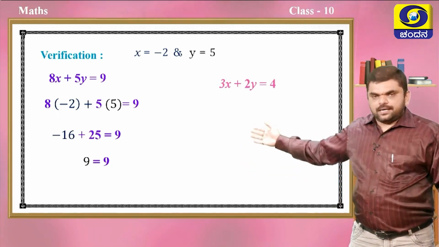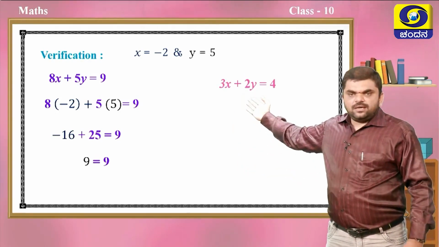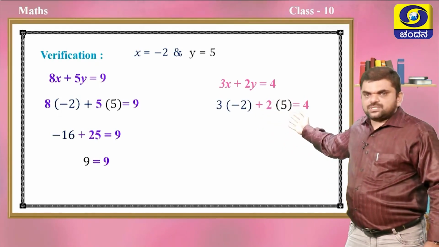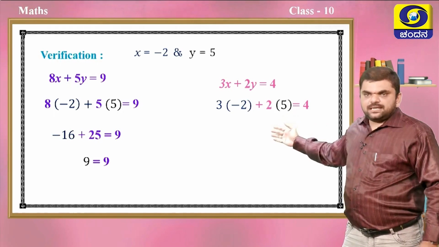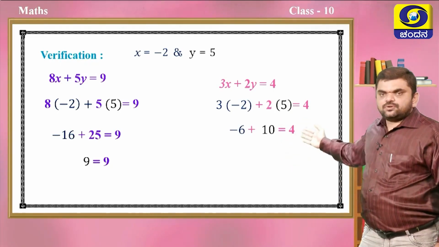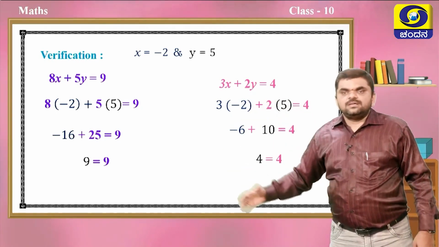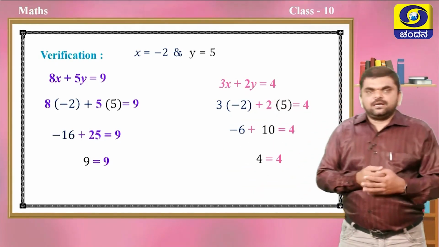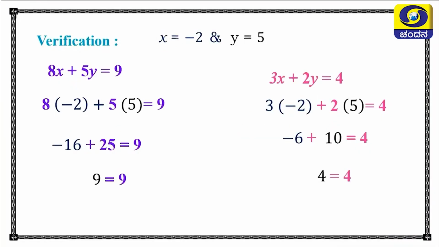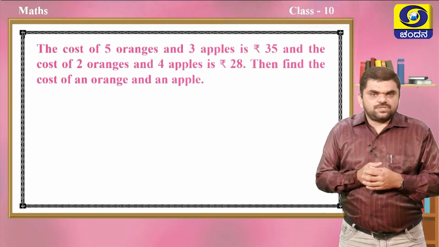In the same way, 3x plus 2y is equal to 4. 3 into minus 2 plus 2 into 5 is equal to 4, that is minus 6 plus 10 is equal to 4, that is 10 minus 6 is equal to 4, 4 is equal to 4, and our values are correct. The problem, the way we solved, is correct. So let's check another problem, children.